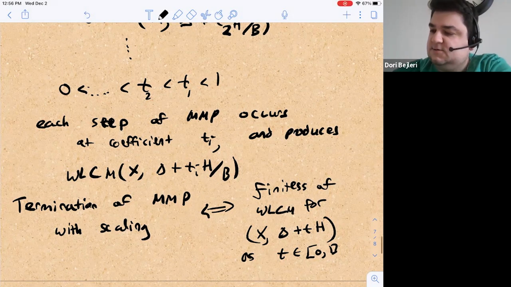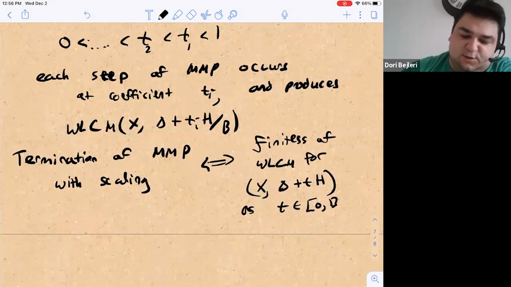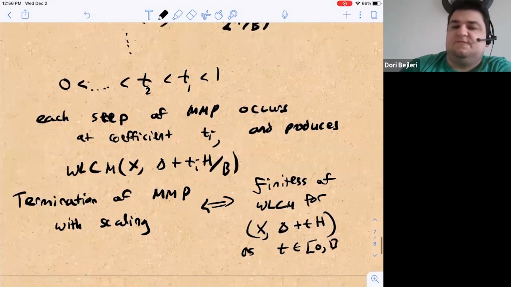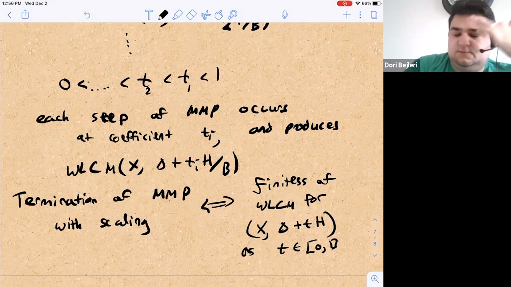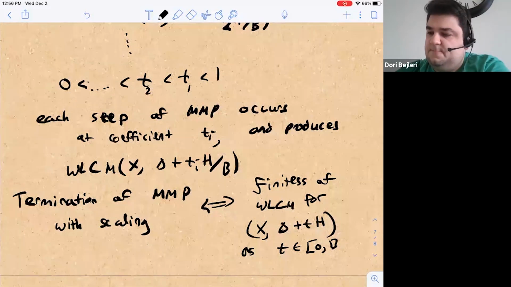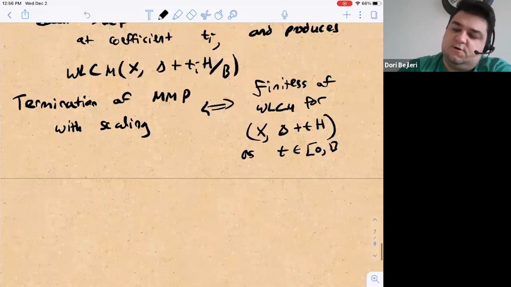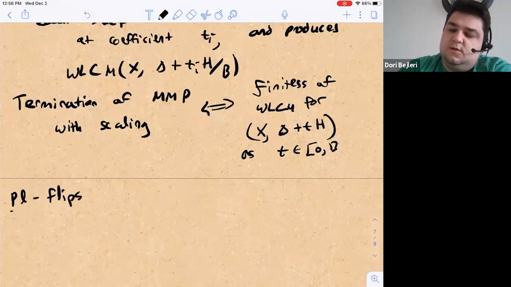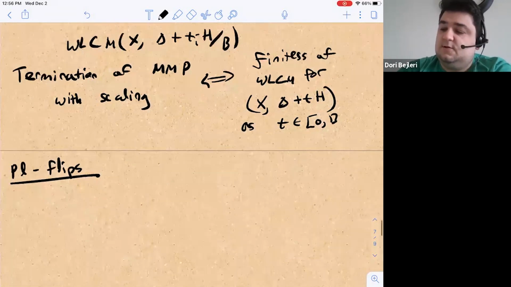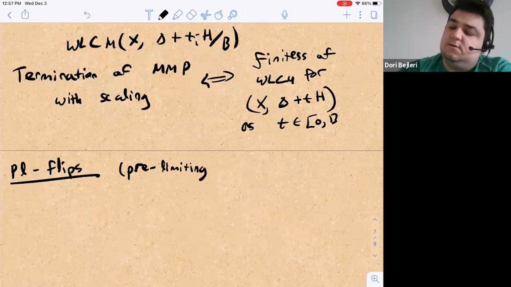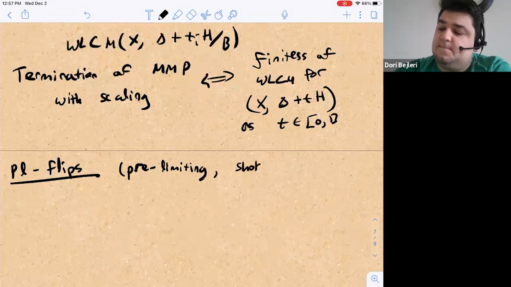So the next and maybe last technical ingredient is that we still don't know that flips exist. So to do all this, we also need to guarantee that flips exist. And the observation of Shokurov is that it suffices to look at a restricted class called PL flips. So I want to define these. PL stands for pre-limiting. It was introduced by Shokurov.